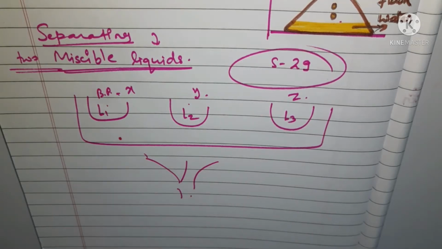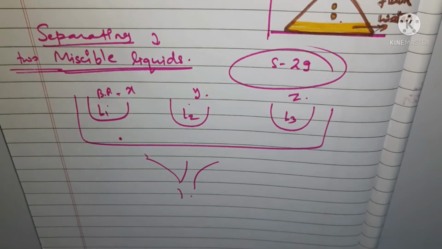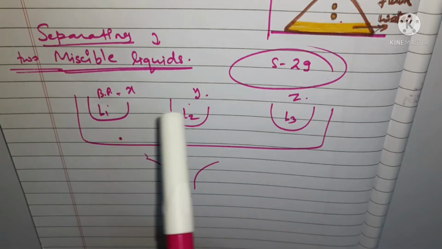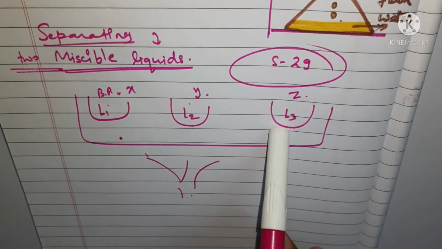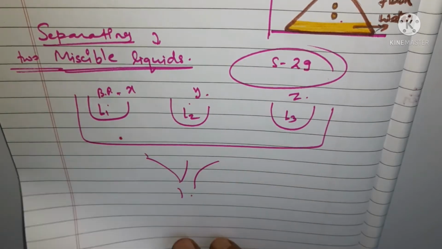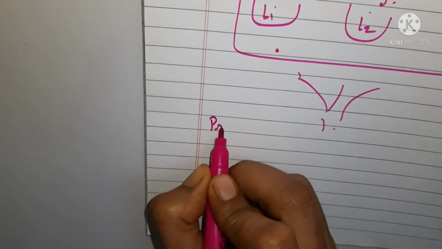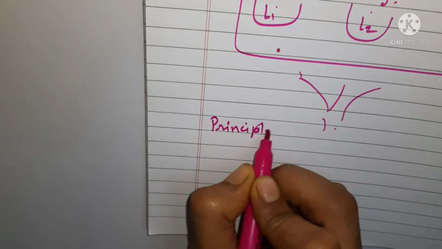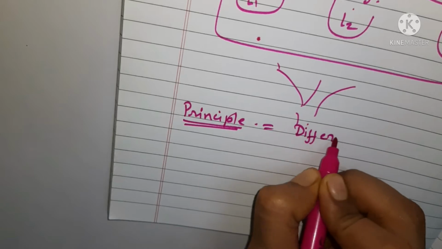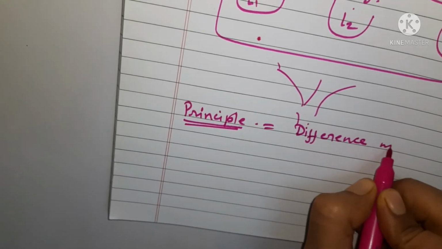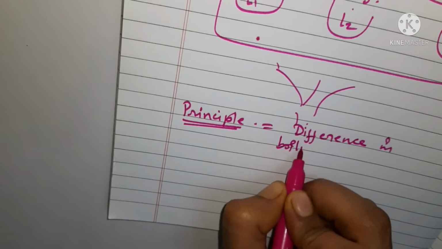The chapter is from class 9th, and we are understanding the methods of separation for a mixture, in which we are going to understand how two miscible liquids are separated from each other, and we'll see the principle behind it. The basic principle is the difference in boiling points of the liquids.